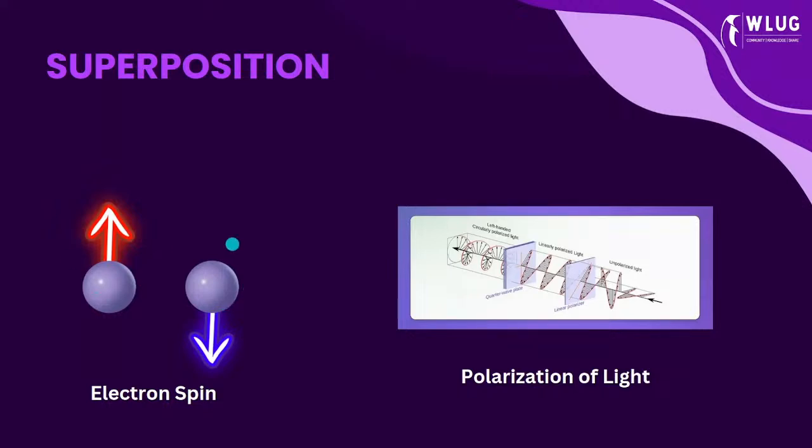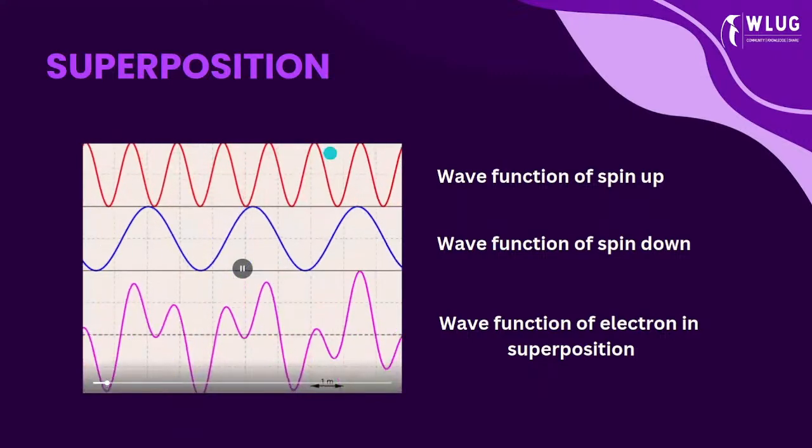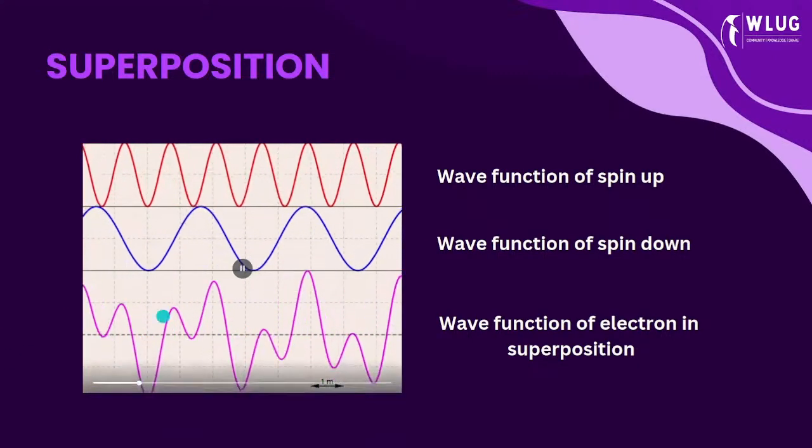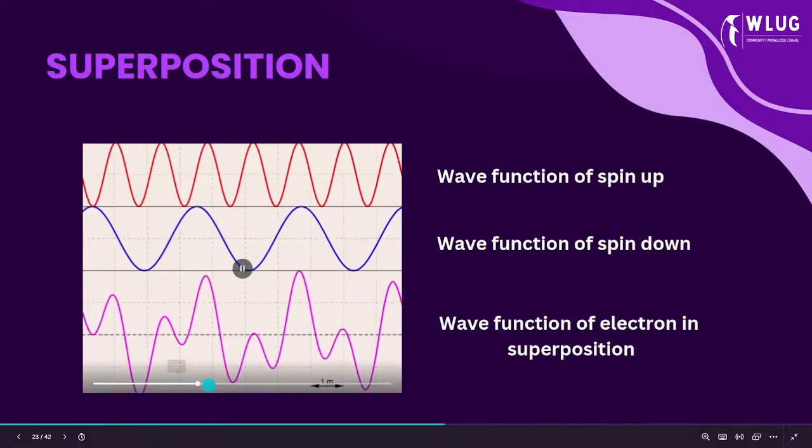So what is superposition? What does it mean for an electron to exist in a superposition? Suppose there is an electron with spin up and there is an electron with spin down. These both have their own waves. And if we add up those waves, then we get the actual Schrodinger's equation of the electron in superposition.